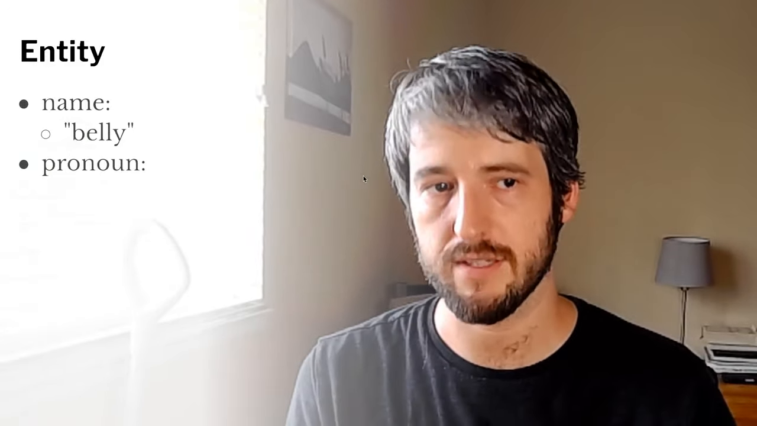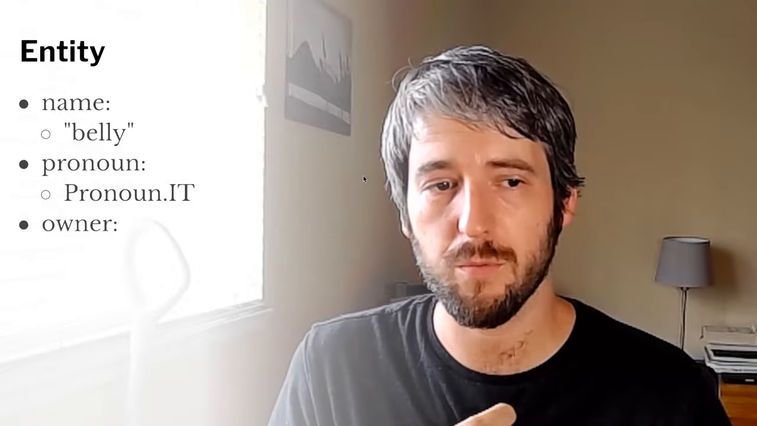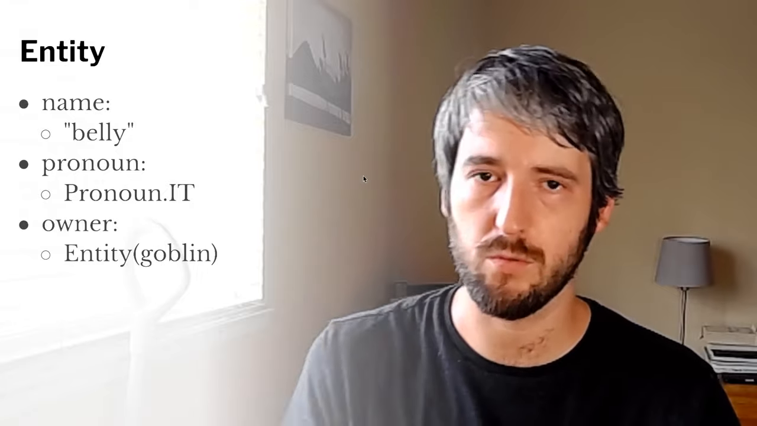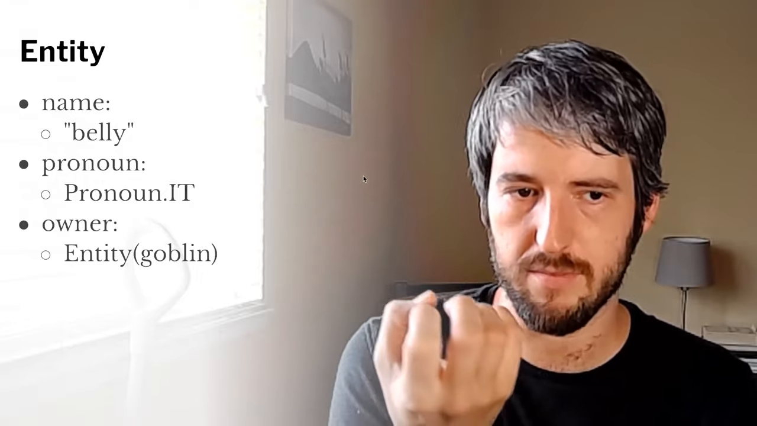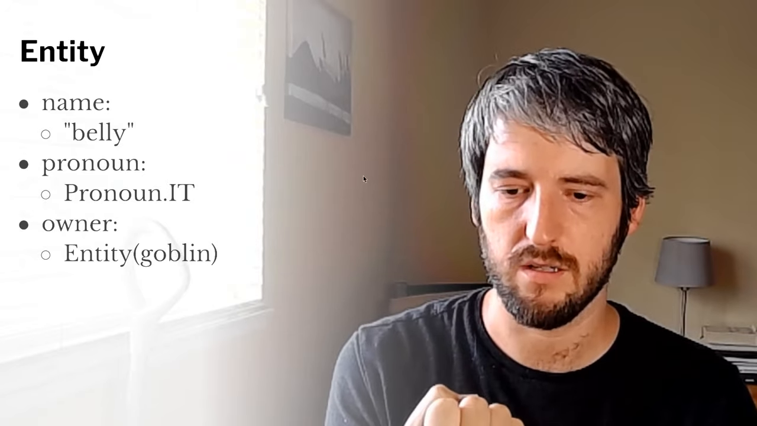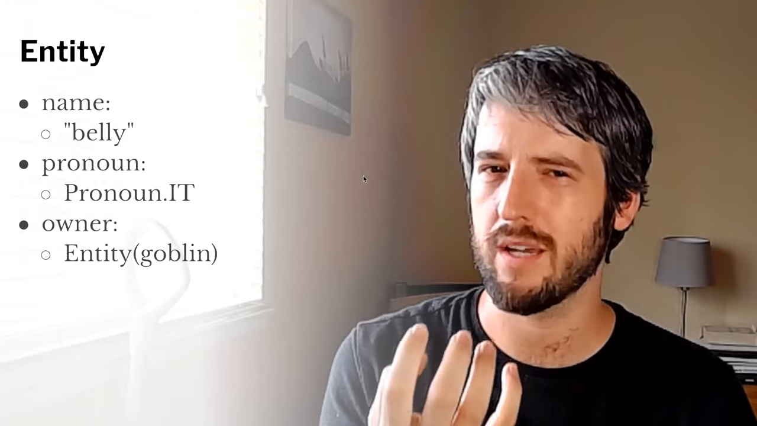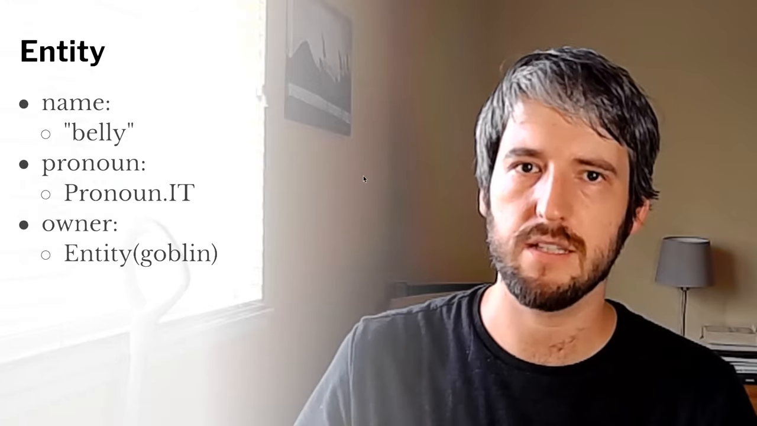Entities, again, have many, many different properties, but the most important ones are things like the name and the pronoun, but also things like the owner, right? So as I said before, sometimes you need to pull in the owner to be able to disambiguate the different entities.